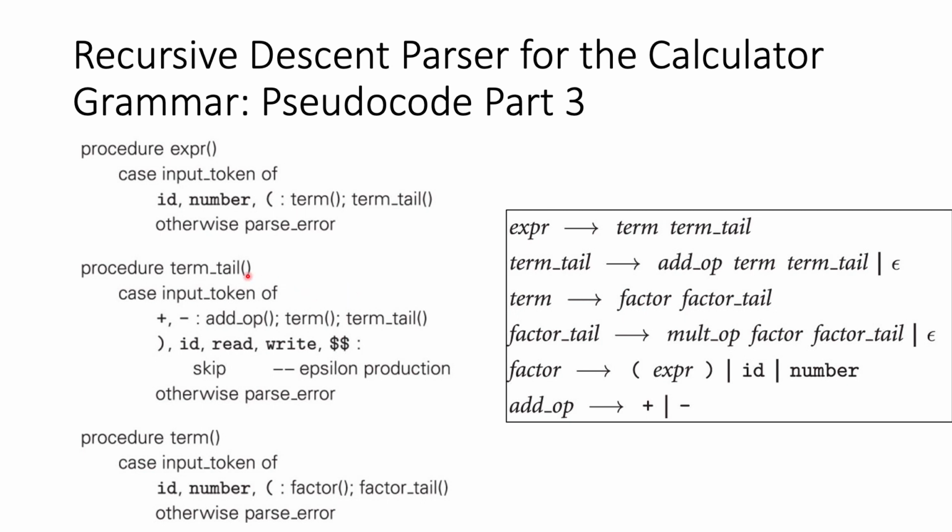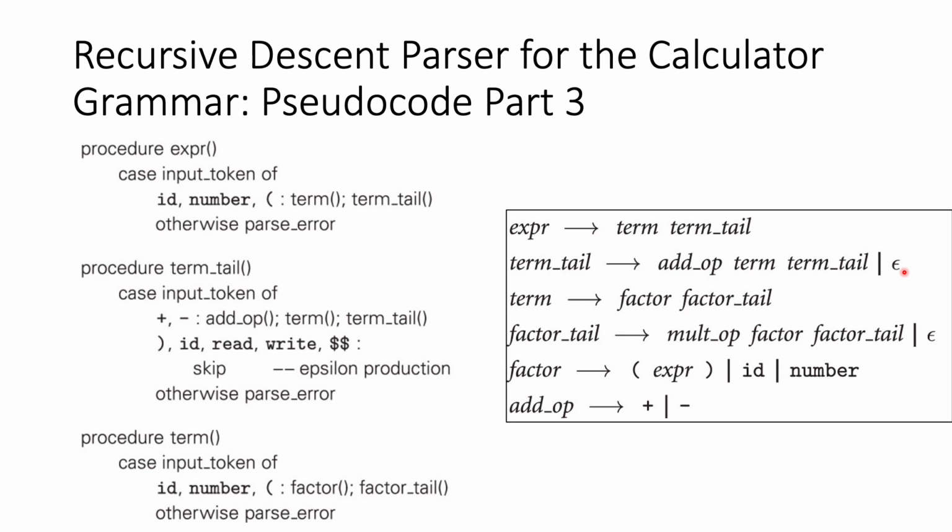In the subroutine for term tail, there are two productions for term tail. The first one will lead to strings starting with either the plus or minus. Because its right hand side starts with add op, and add op is either plus or minus. So we only predict the first production of term tail if the current token is either plus or minus.